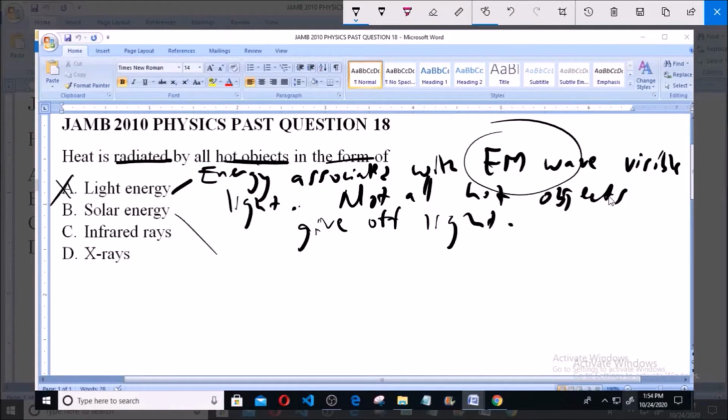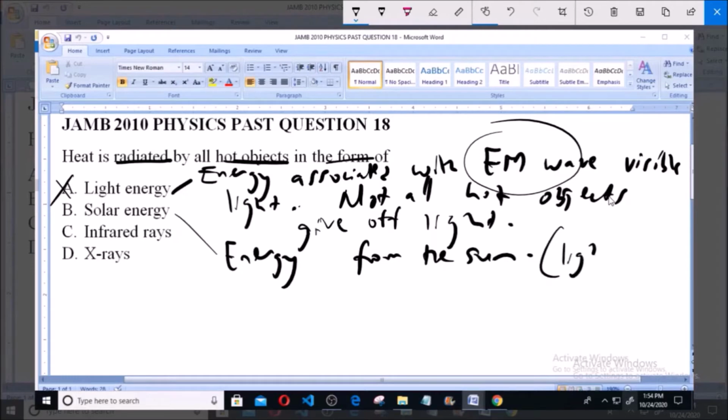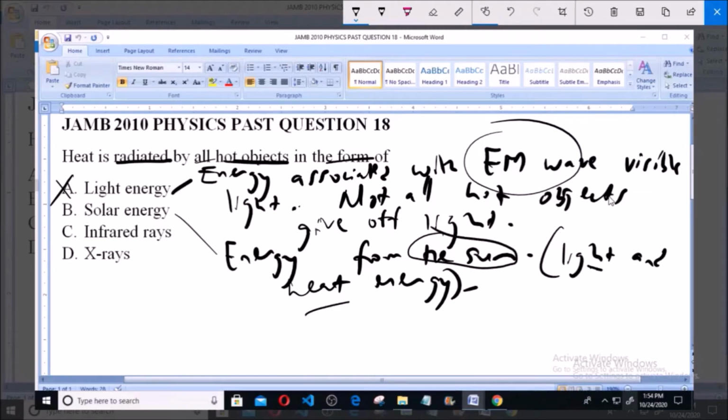Now option B says solar energy. Now solar energy is basically the energy from the sun, the energy given off from the sun, which usually includes light and heat energy from the sun. Now hot objects do not give off solar energy, because we have said it is only the sun. The sun is the only source of solar energy, this combined light and heat energy. So it is not the correct answer to the question.